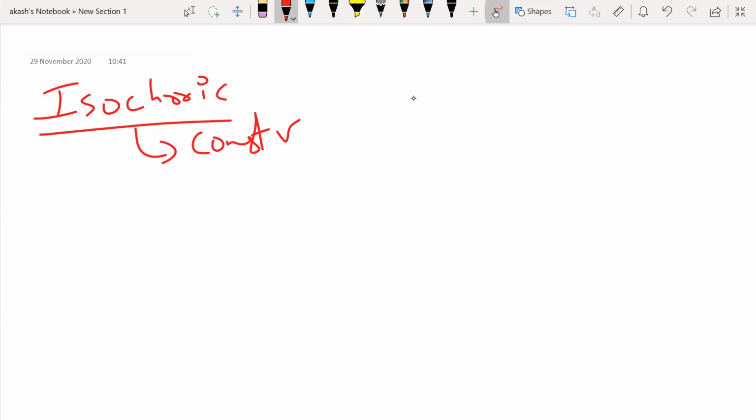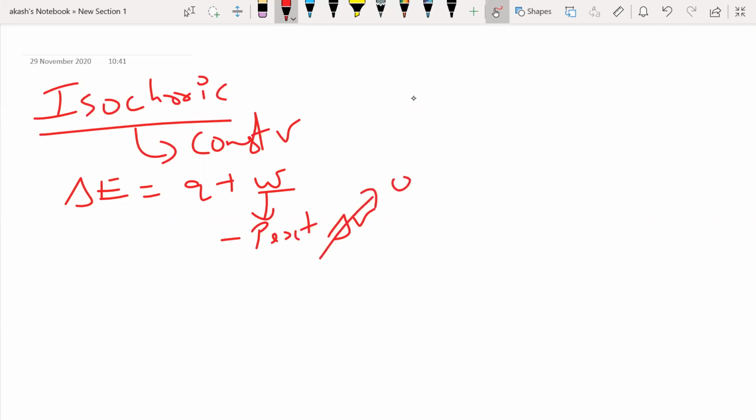Okay, so now what is going to happen? Let me look at the first law. When I look at the mathematical form of first law, I have delta E is equal to Q plus W. Now we know the formula for W. W is basically going to be minus P external delta V. Now, since it's an isochoric process, can I say the volume is not changing? So obviously delta V is 0. So W also will become 0. So what do you get? You get delta E is equal to Q, right?